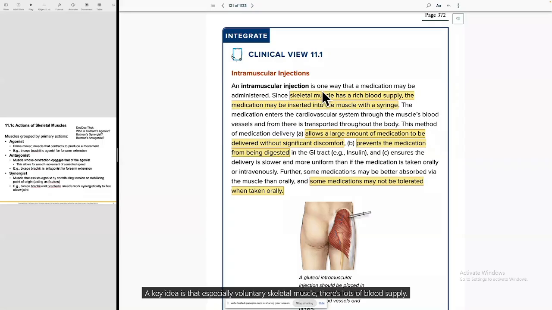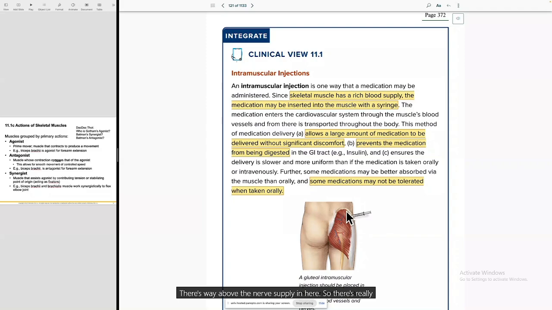A key idea is that, especially in voluntary skeletal muscle, there's lots of blood supply. And that's why some, not all, but some medications are given intramuscular. Intra means inside a muscle. The gluteus maximus is the classic one, right? You've seen it in movies where they're like, drop your drawers and get ready. Woo! All right. And they're going into the gluteus maximus.